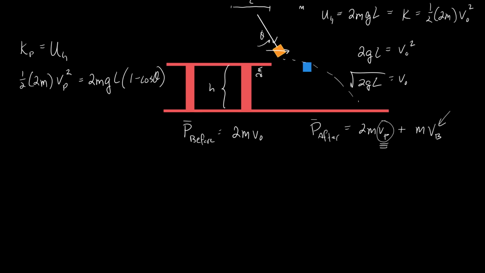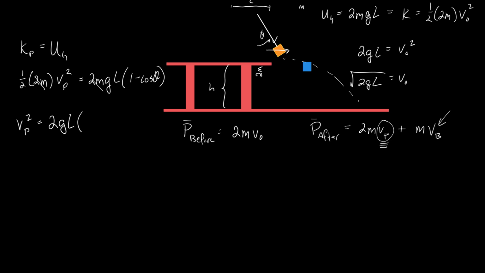All right, so back to this travesty of a problem, but let's keep going with it. I need to figure out how fast it's going. I can cancel out the two m's. So 2 m's are gone. There's nothing pretty about this. VP squared equals 2GL(1 minus cosine theta). There's nothing particularly pleasant about that, but that's what we got. So VP equals the square root of this mess. This is just a mess. 2GL times (1 minus cosine theta).